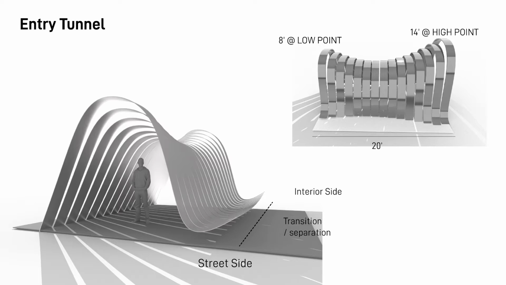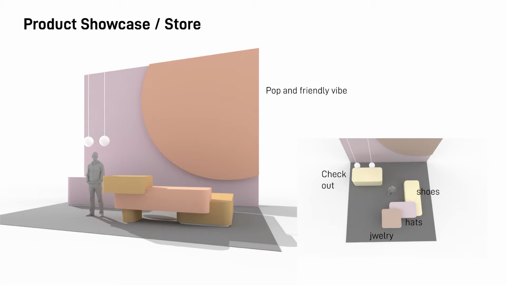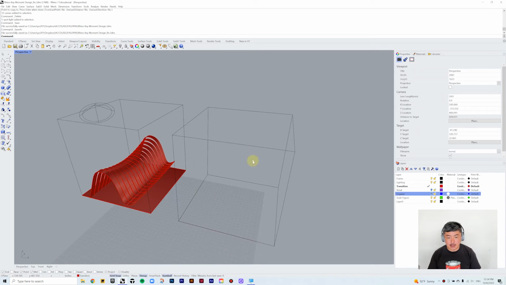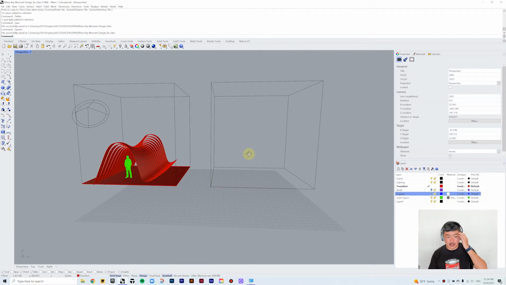1. Organic transitional space. 2. Retail environment with island displays. 3. Minimum Engawa space. At the end, we would like to bring it to Adobe Illustrator to add some info for better communication for your design intentions. Okay, let's get started. So when you open this file, it will look like this.